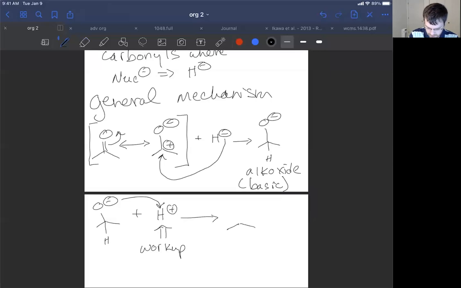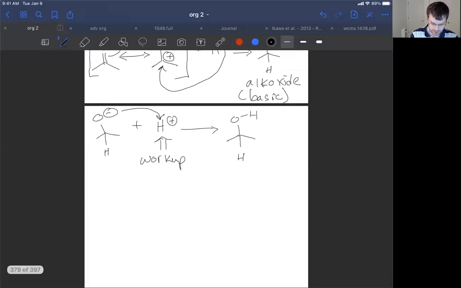And that gives us a product where we've now added two hydrogen atoms to the carbonyl, one of which was the H minus. That's the one that did all the heavy lifting. The other one was just an acidic hydrogen, not as big a deal. Okay, so that's the general mechanism. Now let's think about some sources of hydride.